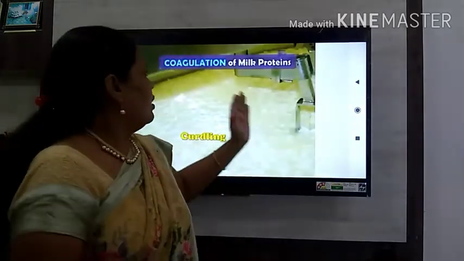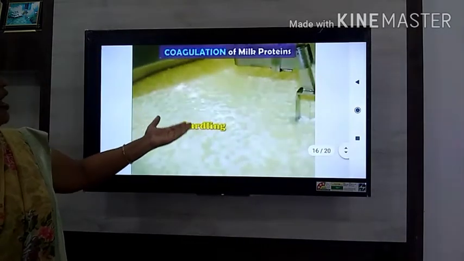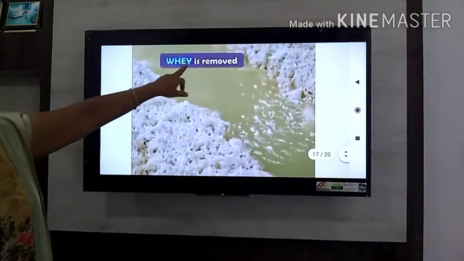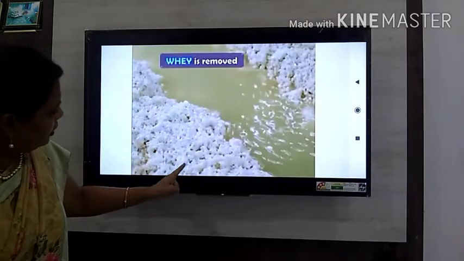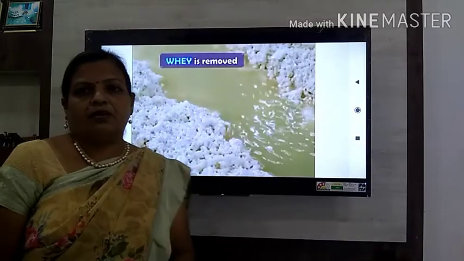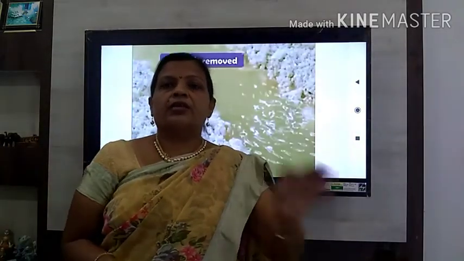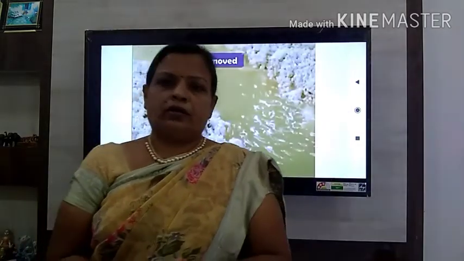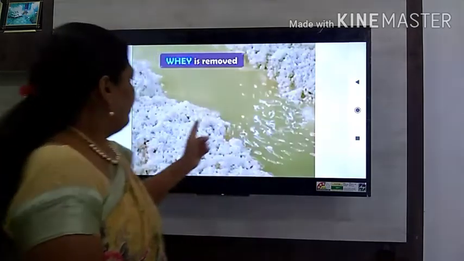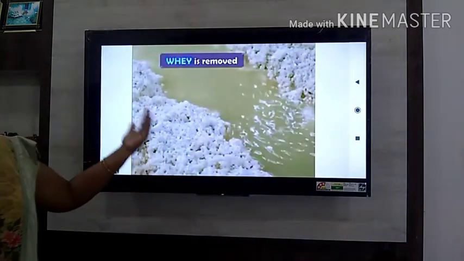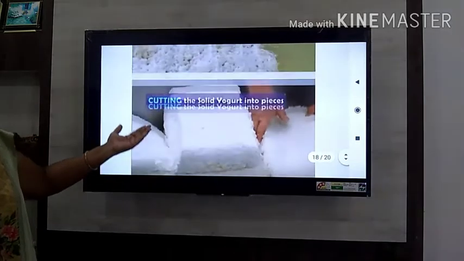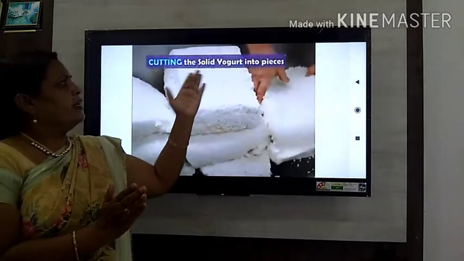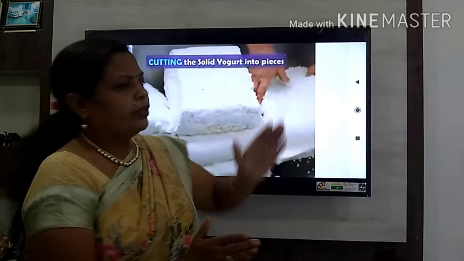In case of this milk, we can say that the whey is separated. In the next slide, you can easily see the whey. Here the whey is removed. Look here, this is the solid part, and the whey, the liquid part, is removed. Now this whey is separated by filtration, and it may be used for other purposes, and whatever solid part remains is converted into pieces, or you can say it is a solid yogurt. It is cut into pieces.